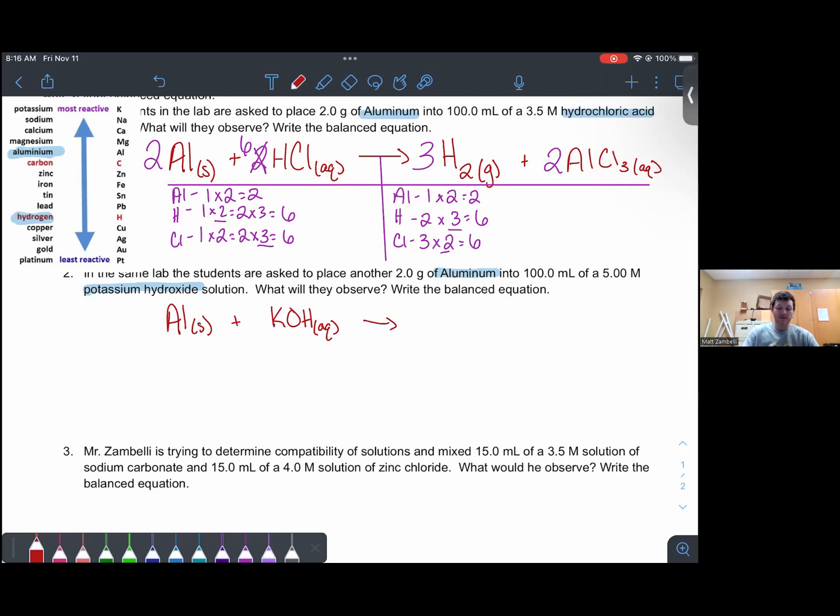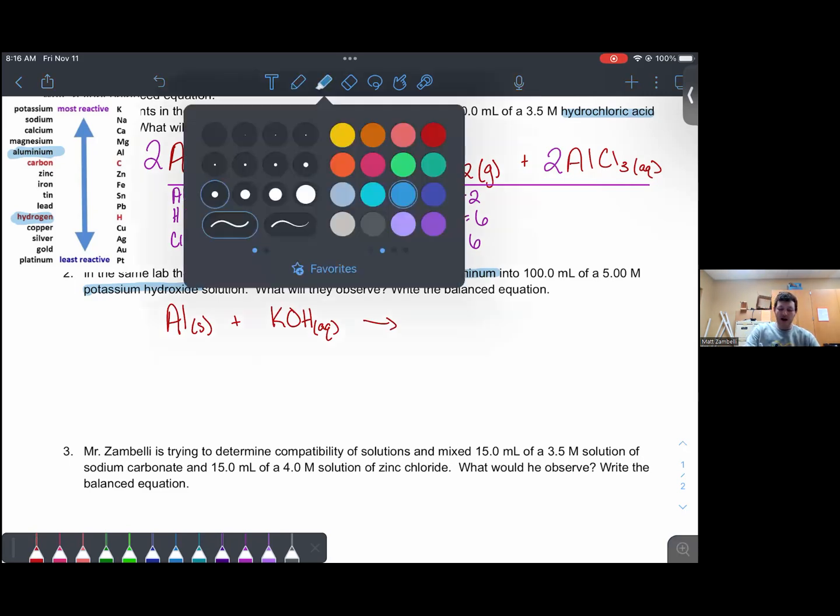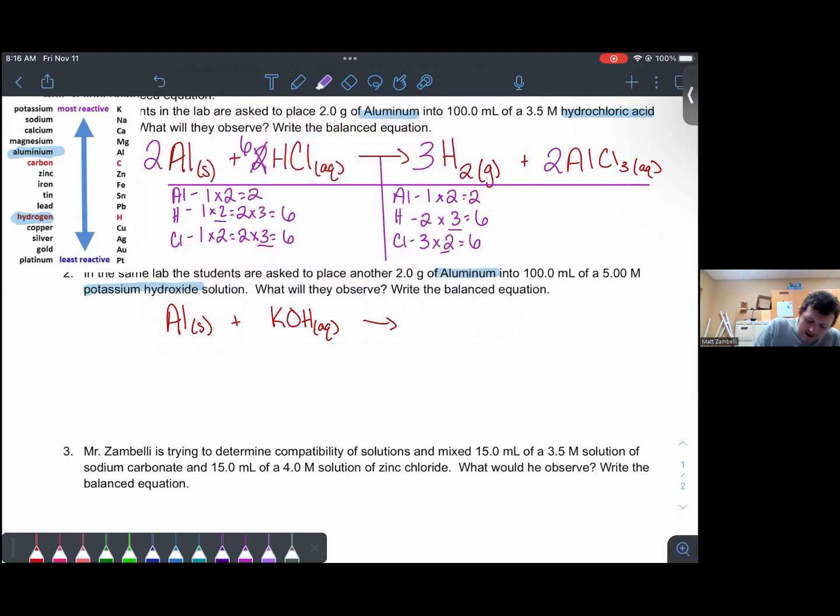And this one's also a single replacement reaction. So we're going to look up at the top again. This time we're going to find aluminum right here and potassium right here. Aluminum is lower than potassium on that chart, which means the reaction's not going to happen, which means you can just write NR, no reaction. And remember, this is shorthand for no reaction.